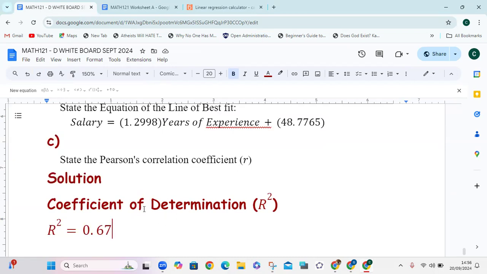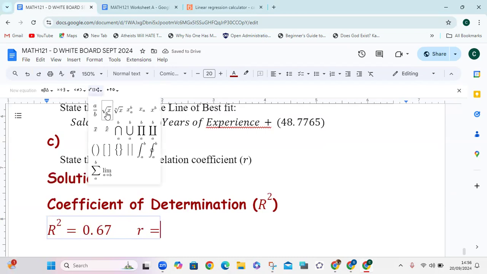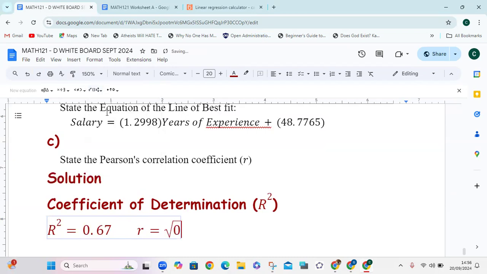So to get little r, we have to square root. Little r would be the square root of the coefficient of determination. So when you square root capital R squared, you'll get small r. And that will be the Pearson's correlation coefficient.